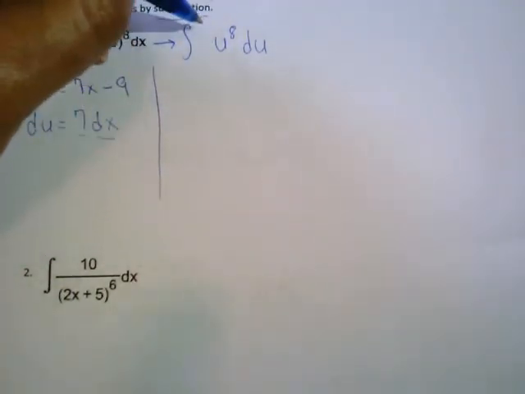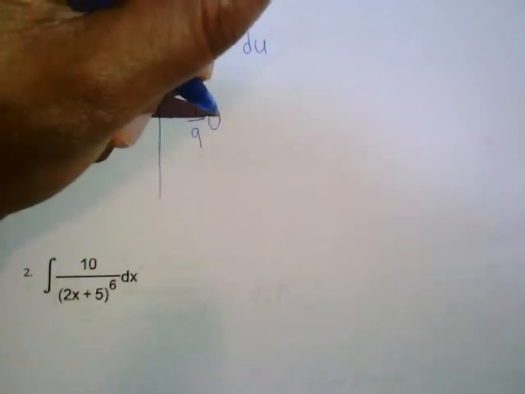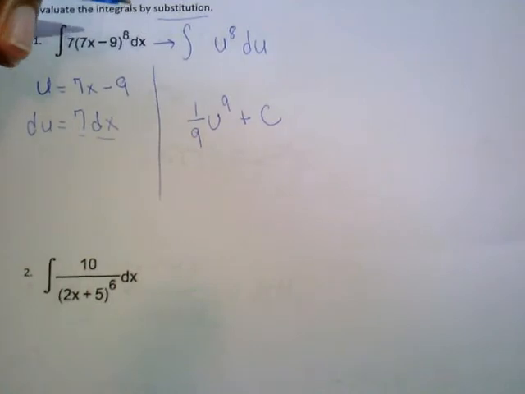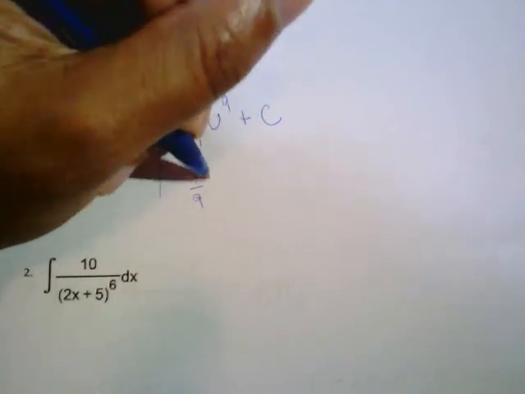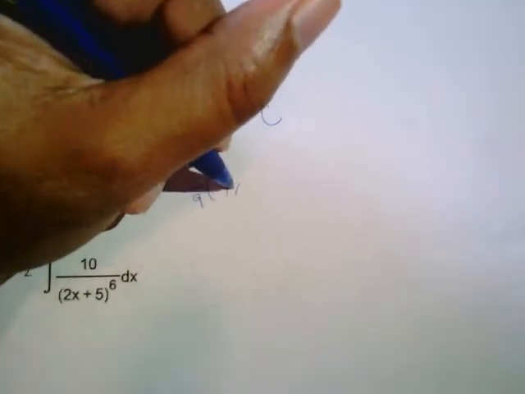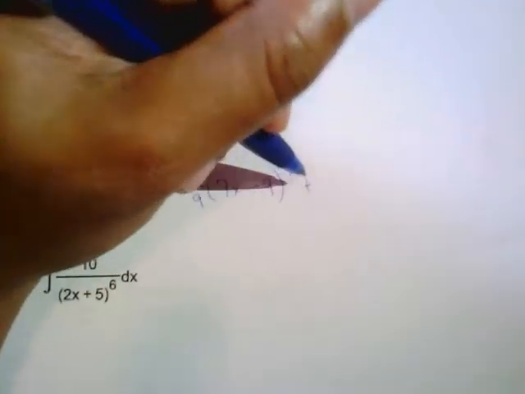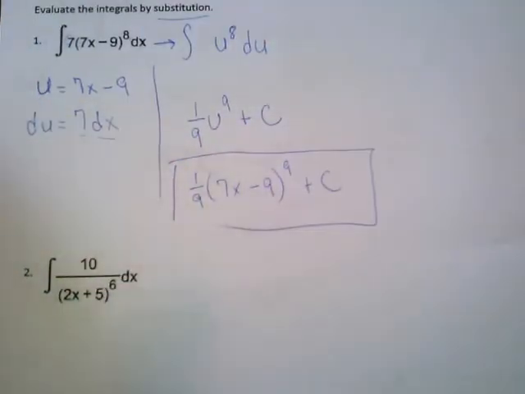So we're taking the integral of u to the 8th power. This will become 1 over 9 u to the 9th power plus c. And for our final answer, we just go ahead and substitute back in for u. So this will be 1 over 9 times (7x minus 9) to the 9th power plus c. And here is our antiderivative.